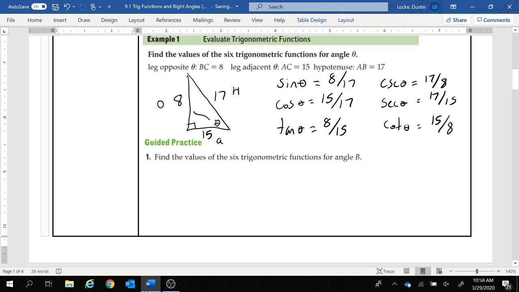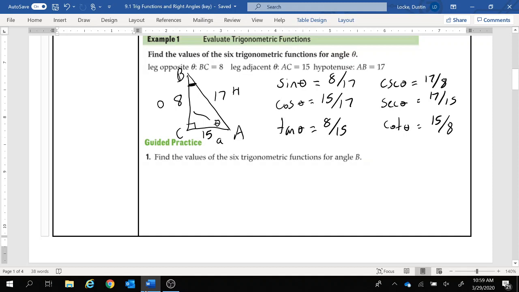Okay? So just like we would normally in class, if you look at the next part, it says we have a guided practice example. It says find the values of the 6 trig functions for angle B, so I guess we should label these angles, right? This is going to be B, this is A, that's the angle that we were using, where theta was, and I guess this would be C. So now what you're going to do is figure out what is your opposite and adjacent from that angle. I'll give you a moment to pause the video, and go ahead and try it on your own.